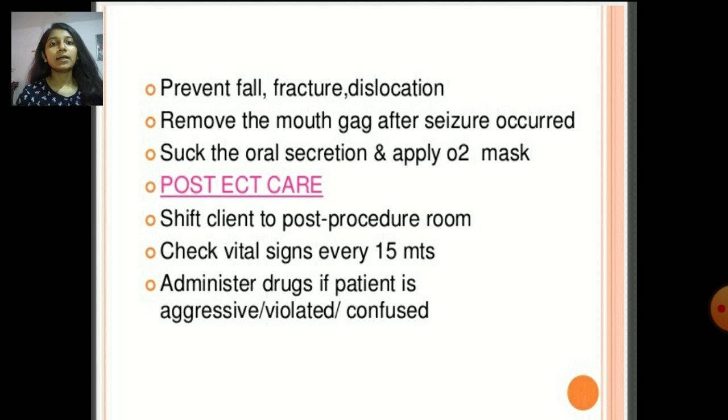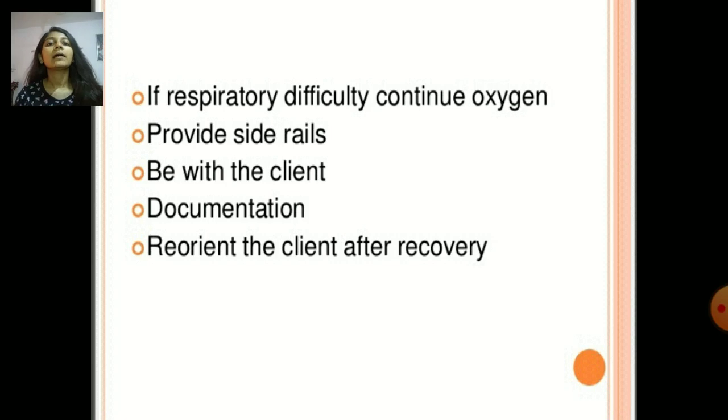Post-ECT care. Shift the client to the post-op recovery room. Check vital signs every 15 minutes. Administer drugs if the patient is aggressive, violent, or confused. Next, if respiratory difficulty, continue oxygenation. Provide side rails. Be with the client, document, and reorient the client after recovery.